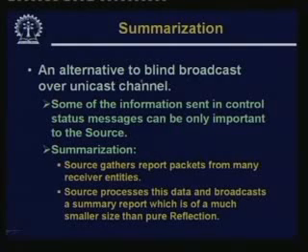In the earlier method, whatever information the nodes had, they blindly broadcast to everyone, through a unicast channel to the satellite, and from the satellite it was broadcast to everyone else. But here, some of the information that we are sending in control status messages may not be that important to the other nodes. They may be relevant only to the source who is trying to send the broadcast packet.